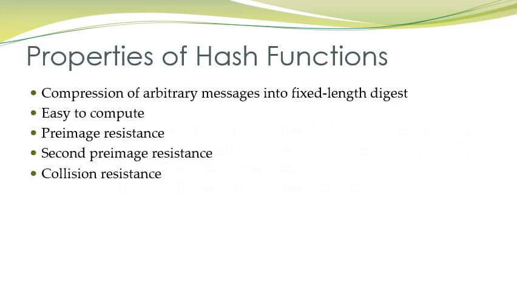So there are 5 properties of hash functions. First property is compression of arbitrary. Arbitrary means of any size. Compression of any size message into a fixed length digest. Then second property is easy to compute. Then third is pre-image resistance, and then next is second pre-image resistance, and last property is collision resistance. So we will discuss these properties one by one in short.